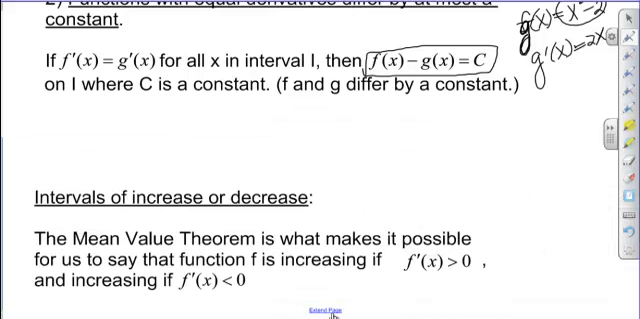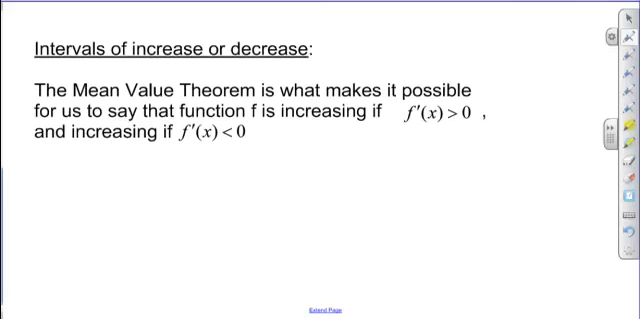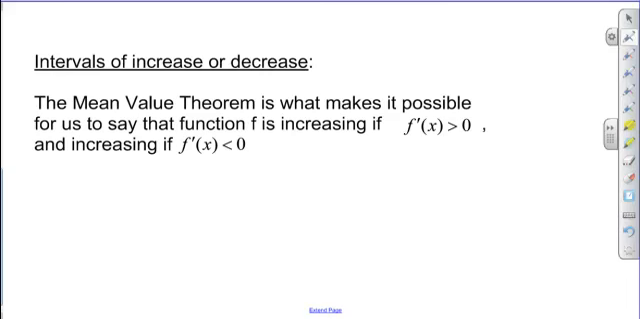Alright, and the last point. It's the mean value theorem, and again, this is a fairly complicated proof. You can take a look at some explanation in your textbook. The mean value theorem is what makes it actually possible for us to say that a function is increasing when the derivative is greater than 0, and a function is decreasing when the derivative is less than 0.